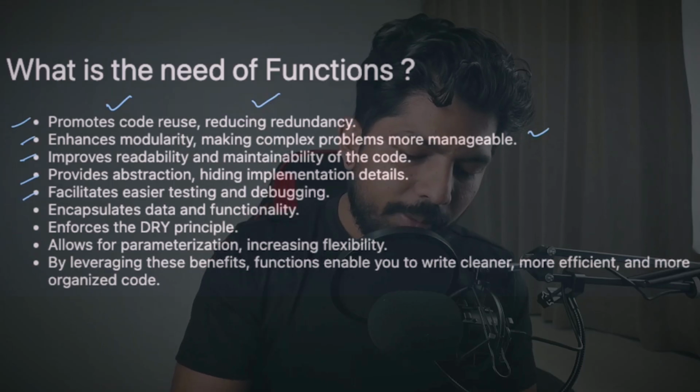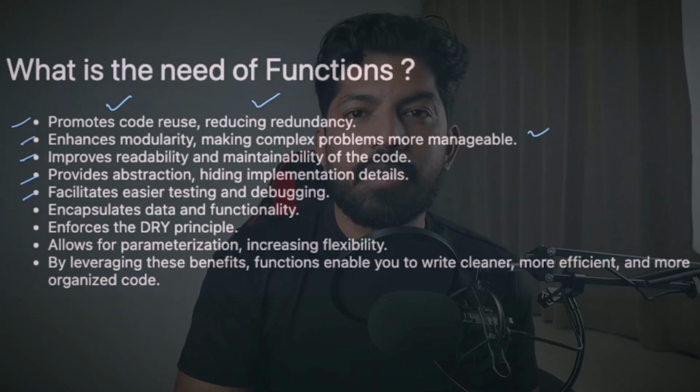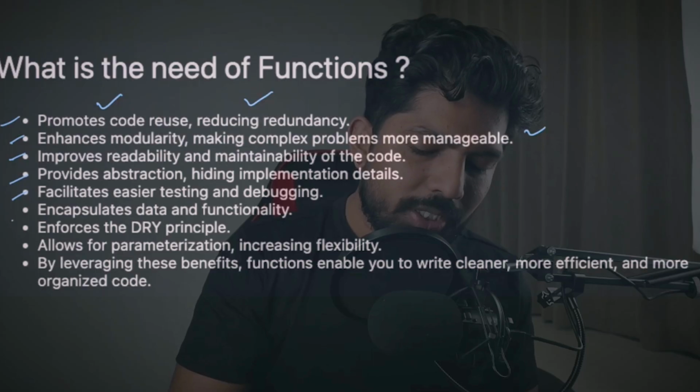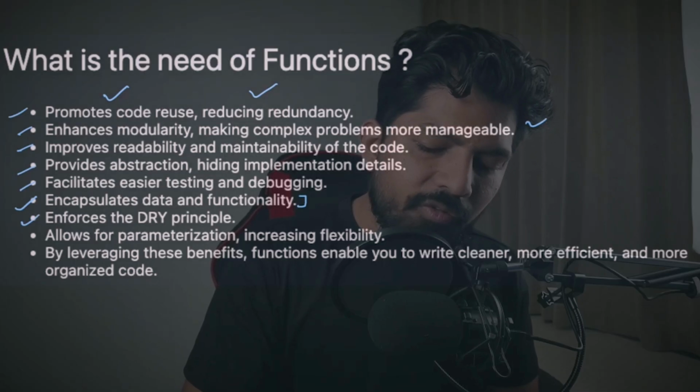Next, it provides easier testing and debugging. Whenever we have any issue, the error will show in which function we have the issue, so that we can quickly test and debug. Then it encapsulates data and functionality. Encapsulation we will learn again in classes, so you can just say that it is a topic of the class, which we will learn next. For now, you just think that it's a way of hiding your main functionality, okay? Next, it enforces the DRY principle: don't repeat your code. It helps you write less code, right?